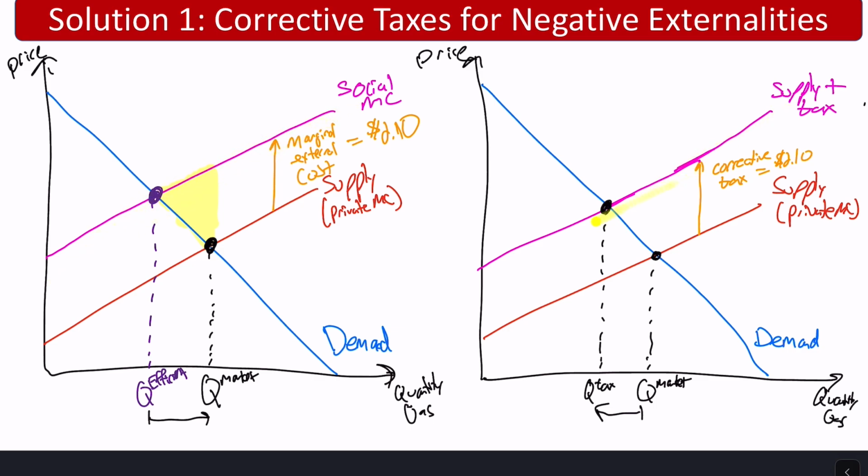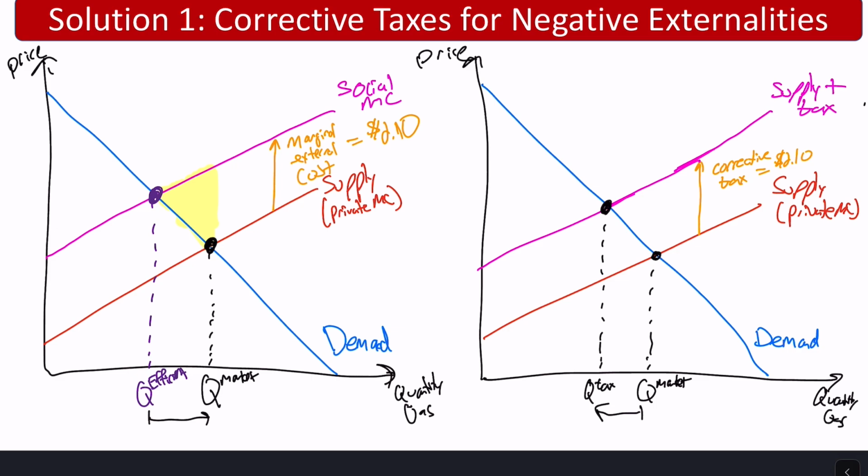So this supply plus tax is totally overlaid on that social marginal cost curve. And so what this is going to do is cause private decision makers to behave like they are taking into account those marginal external costs, because they have to bear this corrective tax. Okay. And so that's going to lead private decision makers to reduce their quantity down to Q tax, which is actually equal to this quantity efficient.